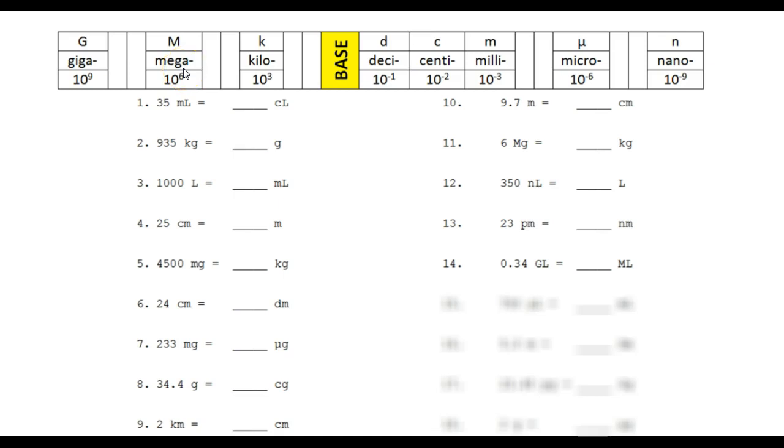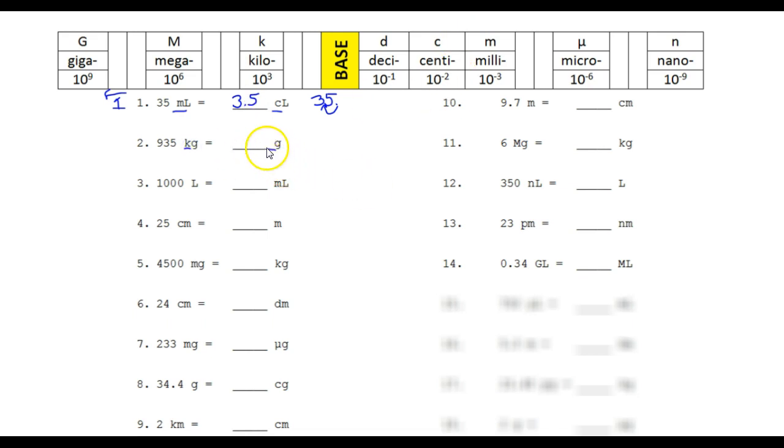Okay, let's work some practice problems here. I'm going to start with 35 milliliters to centiliters. So I'm going from milli to centi, which means I'm going to go 1 to the left. Now 35, I can't see the decimal point, which means it's at the end. So move it 1 to the left, and I get 3.5 centiliters.